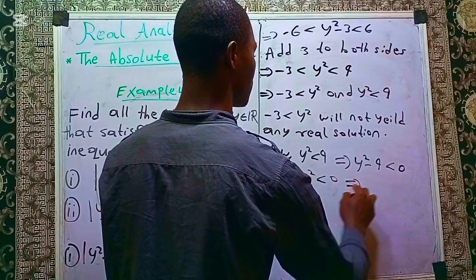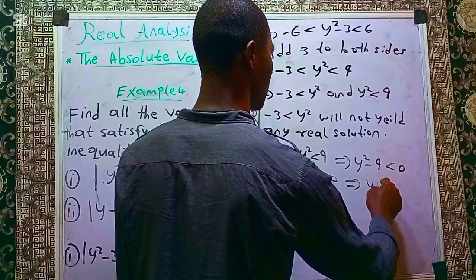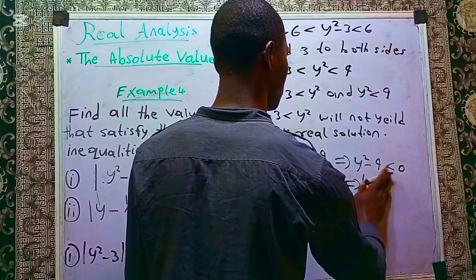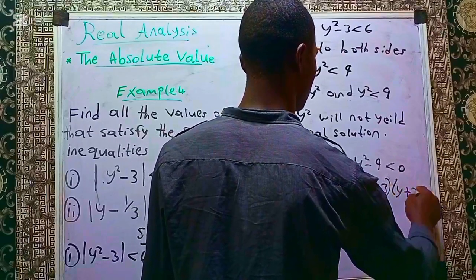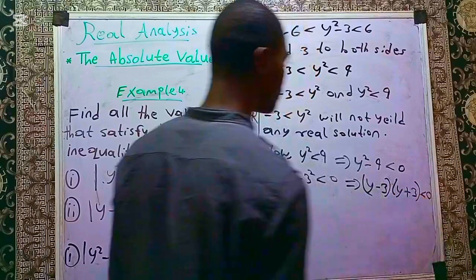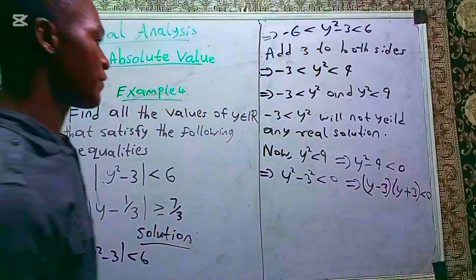This implies (y - 3)(y + 3) is less than what? 0. This is what we have here.